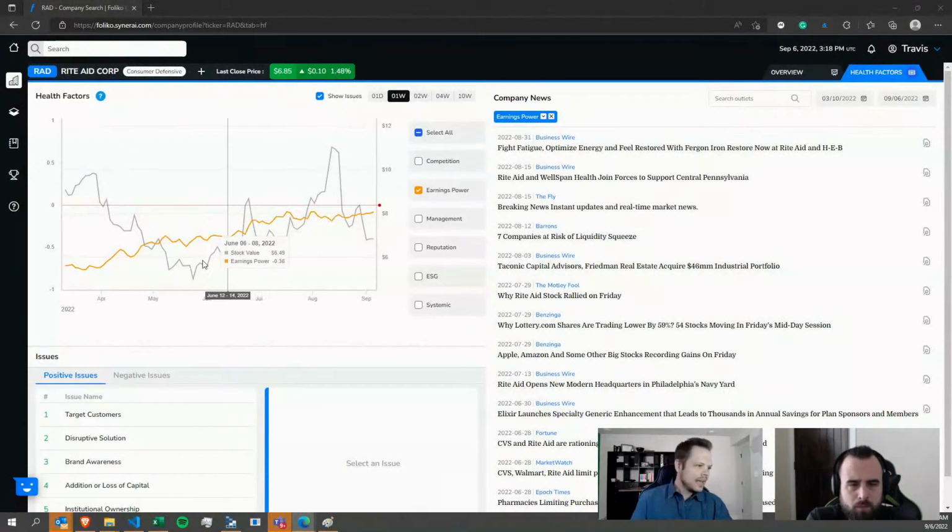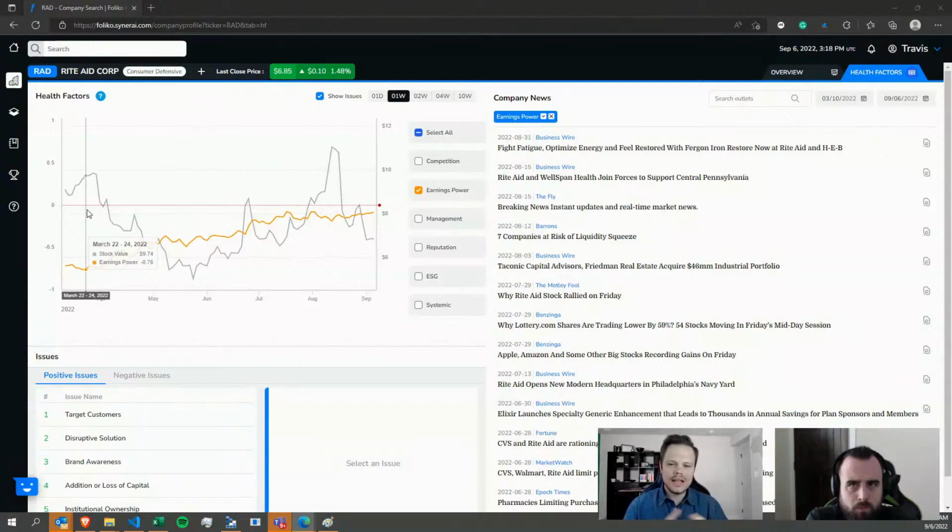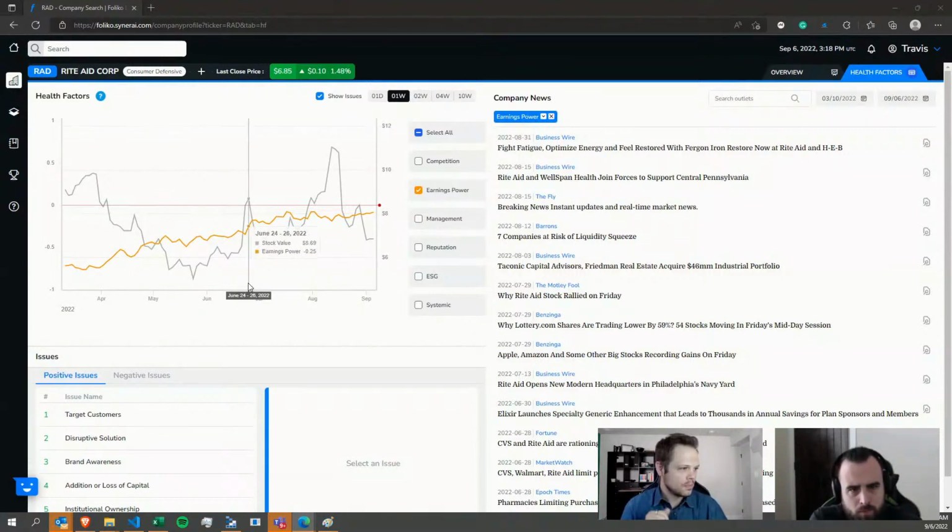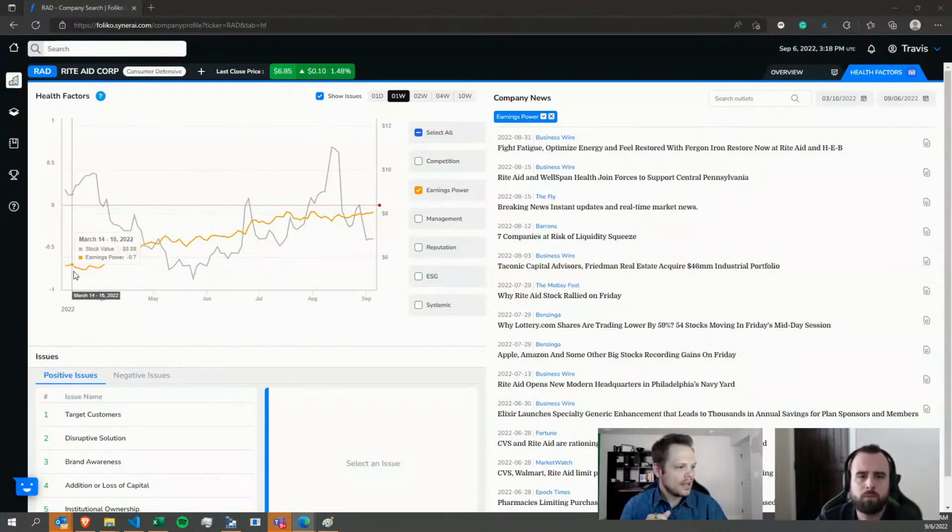So let's take a look at Rite Aid. Now, what I have here is 2 lines superimposed on each other. The gray line is Rite Aid's stock price, and you can see that it's compared on the right-hand axis here. So $6, $12 per share. Whereas on the left-hand axis is plotted this orange line, and that is the earnings power health score indicator.